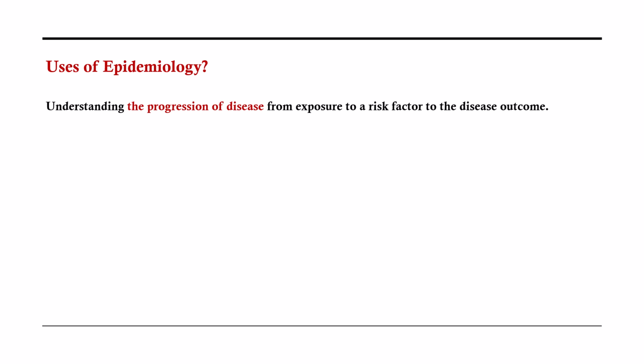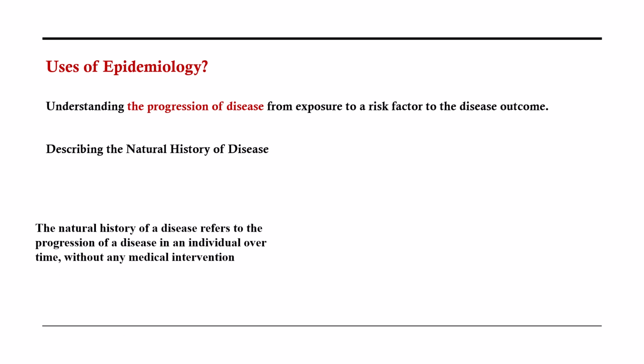Another use of epidemiology is understanding the progression of disease from exposure to a risk factor to the disease outcome. How the disease progresses from the exposure to risk factor to the outcome. Describing the natural history of disease. What is natural history of disease? It is the progression of disease in a natural way in a person in the absence of any intervention. It is a progression of a disease in an individual over time without any medical intervention.